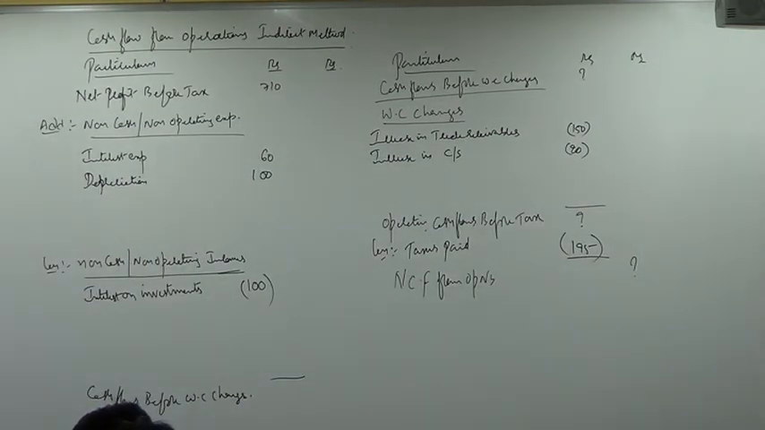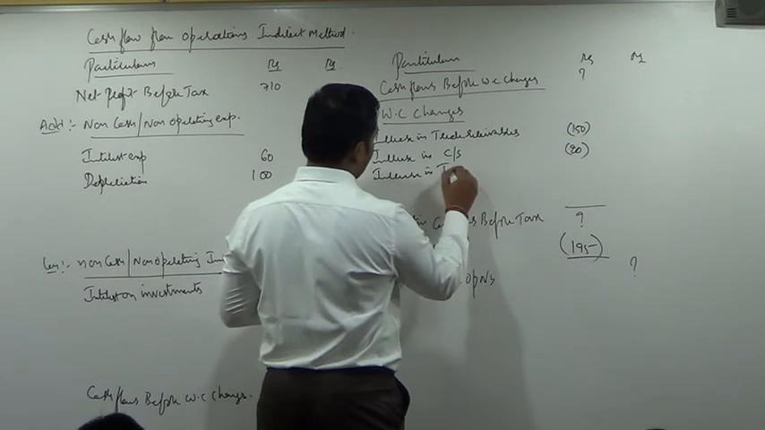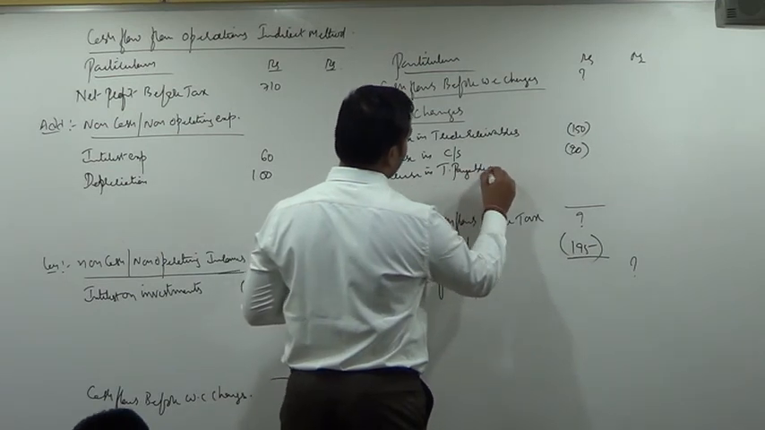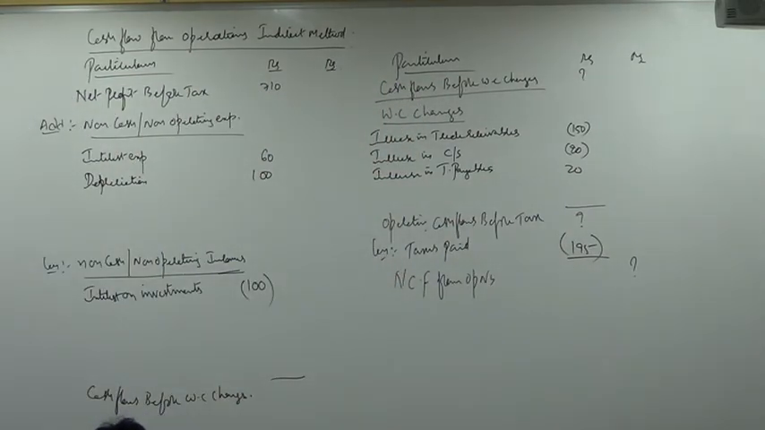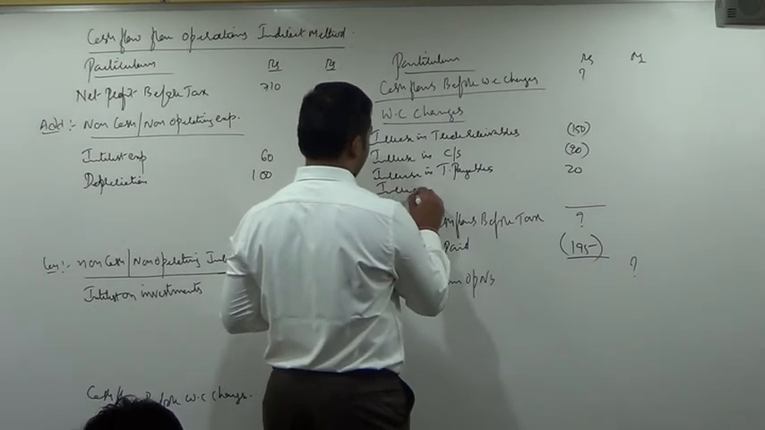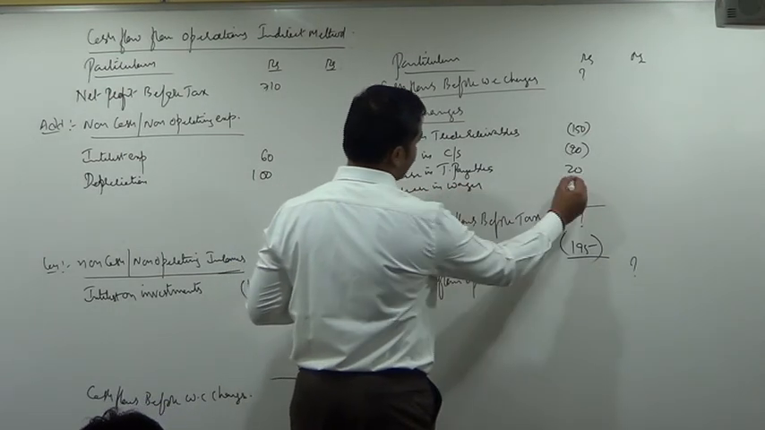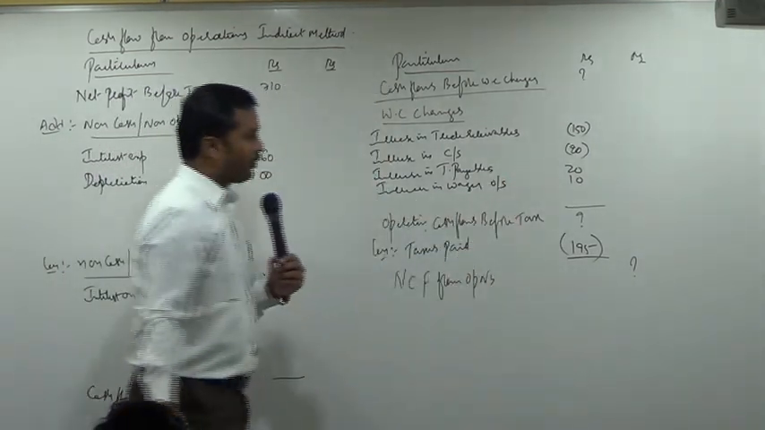Trade payables 230 and 250. Trade payables, it's a creditor. 230 to 250, an increase. So we have to say inflow of cash. Increase in trade payables. How much? 20 inflow, without brackets. Outstanding wages 40 and 50, an increase. Increase in wages. How much? 10. Increase in wages outstanding. Inflow 10.